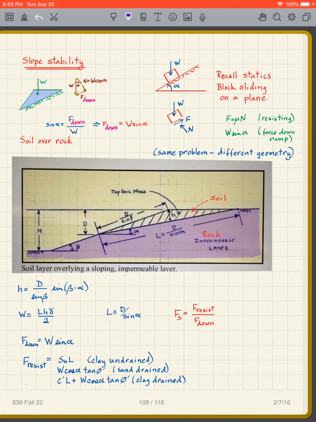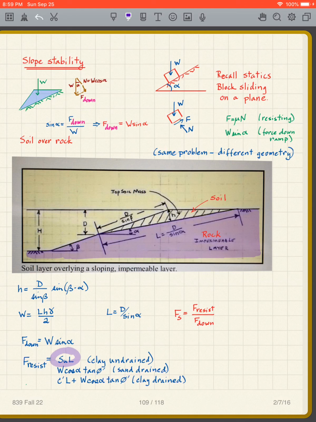Now, that's where the soil type comes in. This is what you have to worry about the most in practice, in a sense, that you've got to get the soil strength right. This is S_u for the clay undrained that we talked about, so it's S_u. For the sand drained, then you've got to make sure you have the right friction angle because it's tangent phi prime there. And for the clay drained, we need our c prime and our phi prime. So these are our resisting forces.